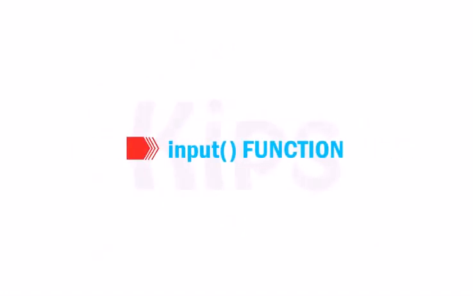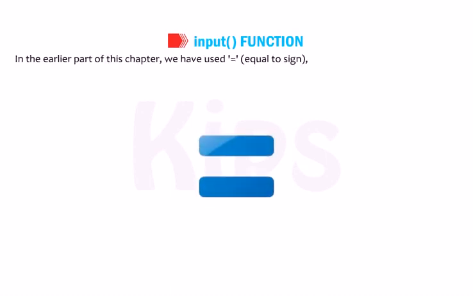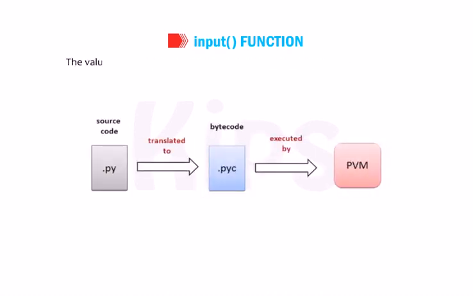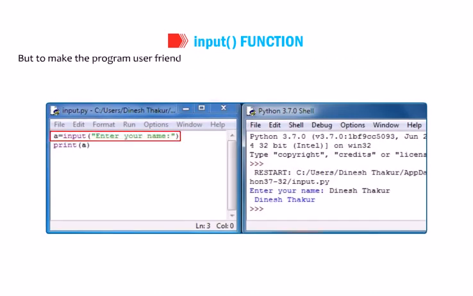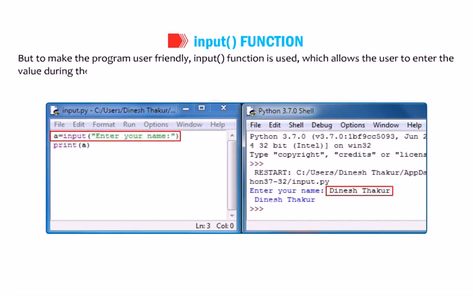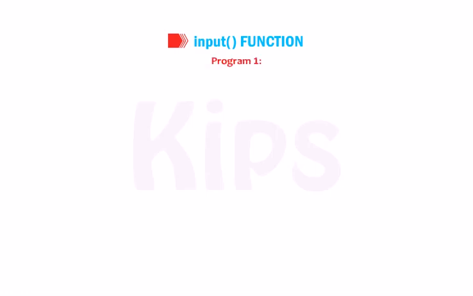Students, let us find out about input function. In the earlier part of this chapter, we have used the equal to sign, which is known as an assignment operator in Python. This operator is used to store a value in a variable. The value stored in a variable can be changed during the program execution. But to make the program user-friendly, input function is used, which allows the user to enter the value during the execution of the program as required. Program.